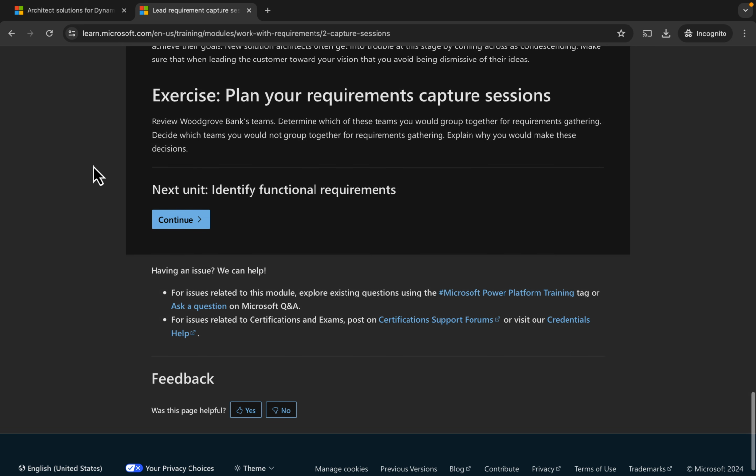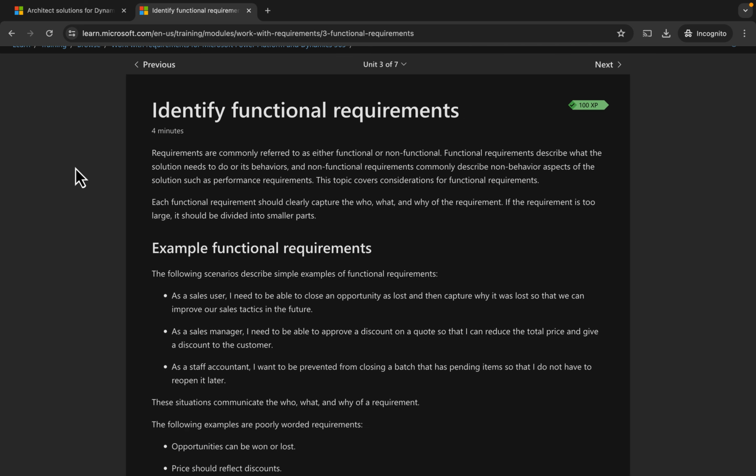Exercise. Plan your requirements capture sessions. Review Woodgrove Bank's teams. Determine which of these teams you would group together for requirements gathering. Decide which teams you would not group together for requirements gathering. Explain why you would make these decisions. Next unit: Identify functional requirements.